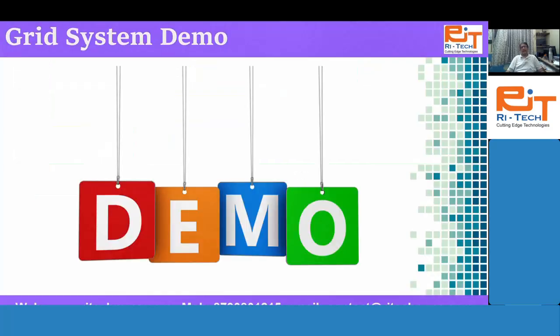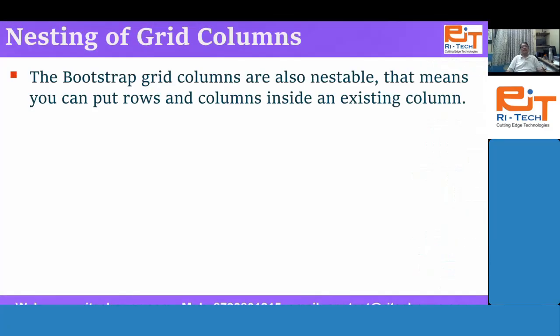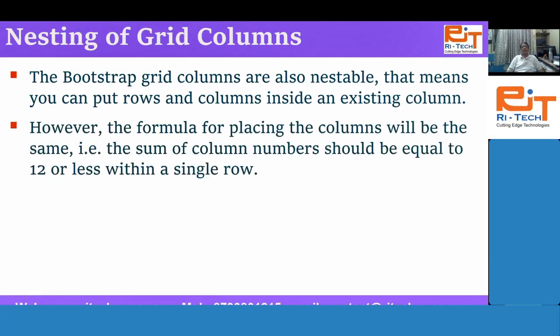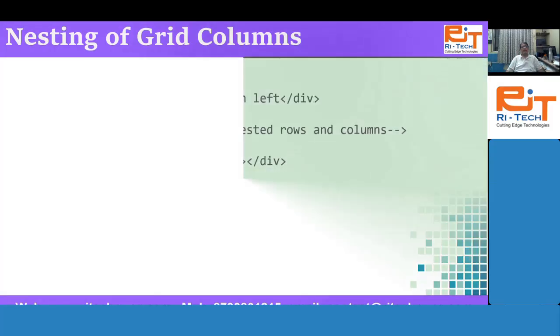So you can also target the device. This is the grid system. So you can also nest the columns inside the grid. Bootstrap grid columns are also nestable. That means you can put rows and columns inside existing columns. However, the formula for placing the columns will be the same. The sum of the number of columns should be equal to 12 or less within a single row. You can nest a row inside a column, and that row will have again 12 logical columns. Fine.